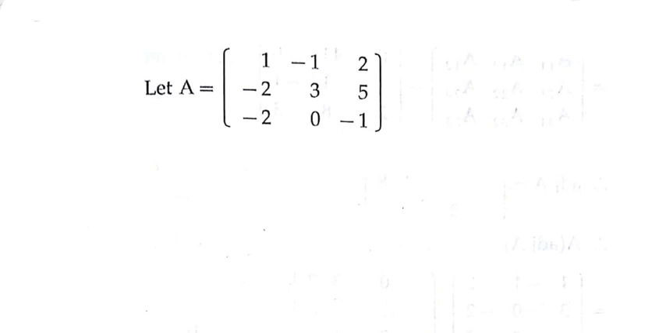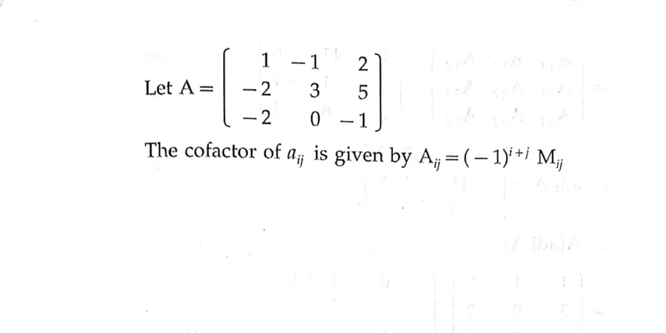Then we have to understand the formula for the cofactor. The cofactor of Aij, that is, of element Aij. There are 9 elements, so there are 9 positions from 11 to 33. With respect to that, we are going to find the cofactor by using the formula Aij is equal to minus 1 raised to i plus j into Mij, where Mij stands for the minor with respect to the element.